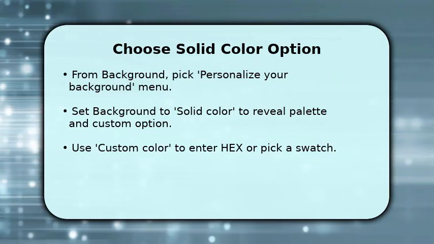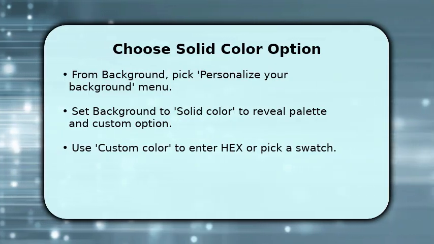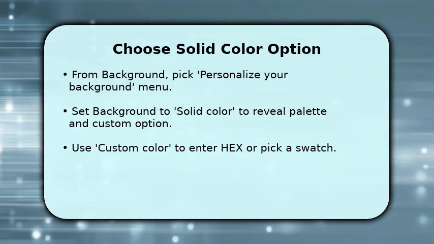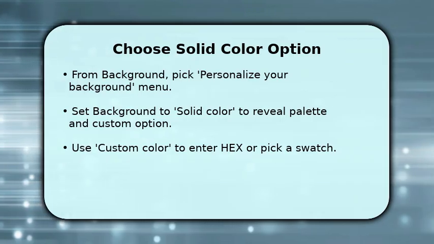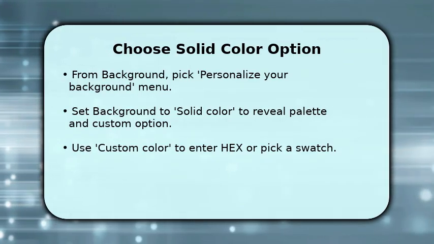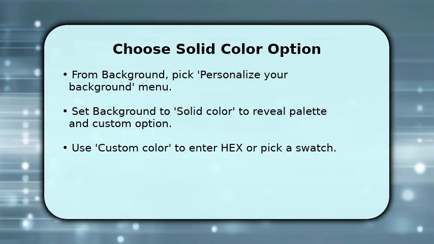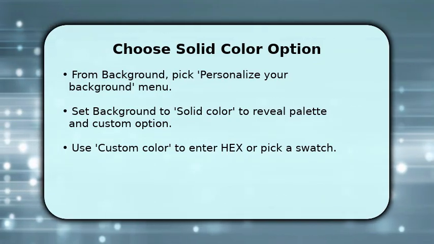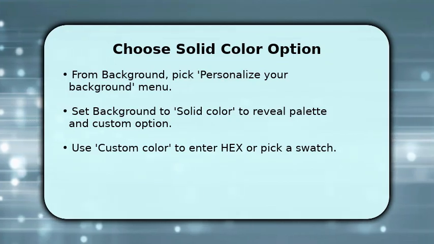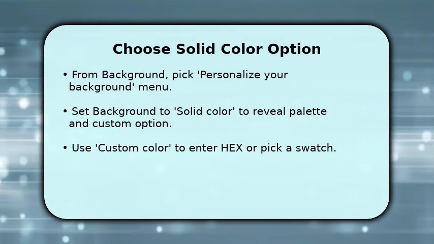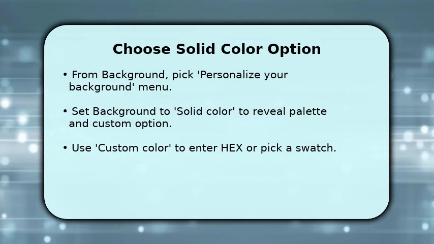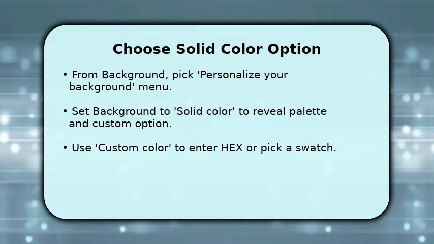Use custom color if you need a precise HEX or RGB value. Make sure to test contrast against taskbar icons. Windows previews instantly so you can adjust. If you prefer a softer tone, pick a lighter percentage or lower saturation in the custom picker to reduce eye strain. Finish by clicking Done or Apply to save the new desktop color.